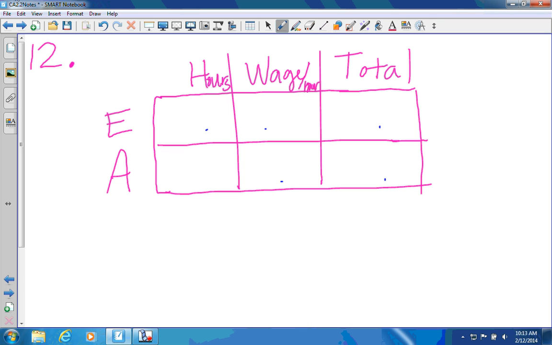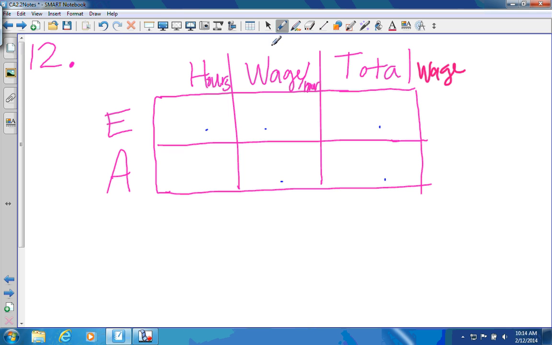Okay, so for question 12, it says hourly pay. A consulting engineer's time is billed at $60 per hour and her assistant is billed at $20. A customer received a bill for $580 for a certain job. If the assistant worked 5 hours less than the engineer, how much time did each bill on the job? And so here's an hours worked times the wage per hour equals their total wage.